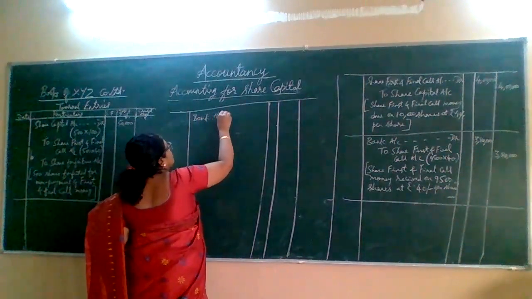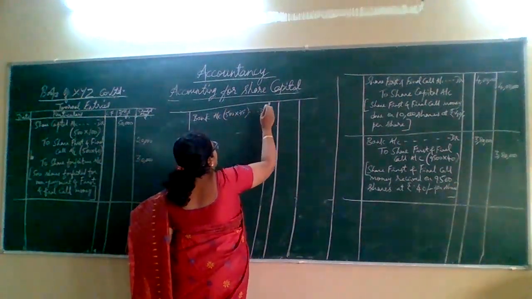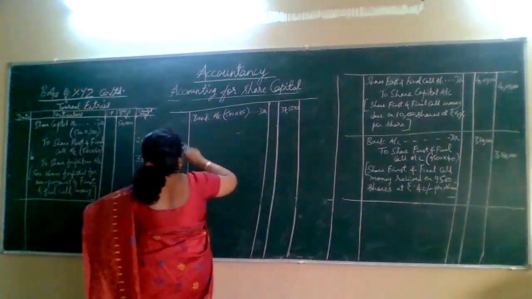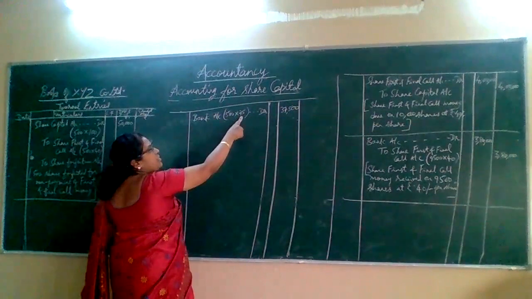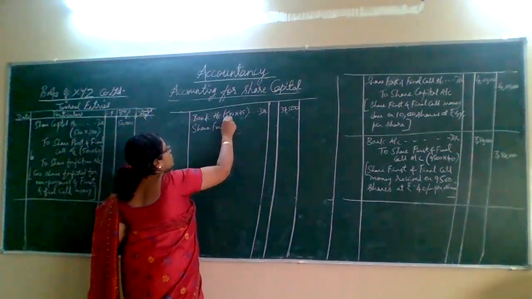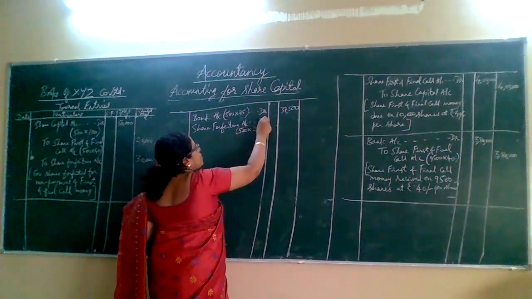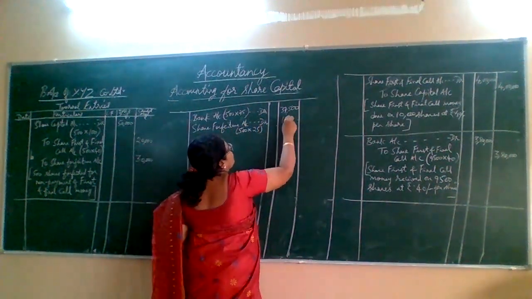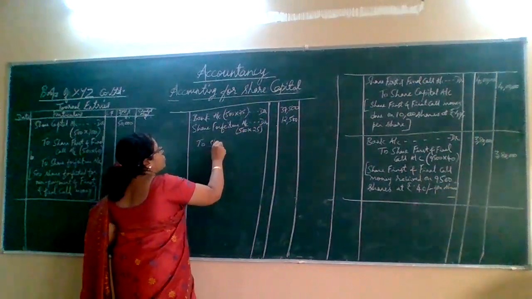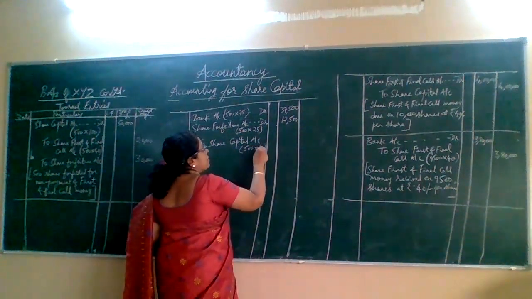In the bank account, we'll be calculating on 500 shares. You are receiving 75 rupees, so 7,500. The discount will be 25 rupees. Out of 100 rupees face value, 75 rupees was reissued, 25 rupees discount. So share forfeiture account debit 500 into 25 comes to 12,500, and to share capital account 500 into 100, 50,000.